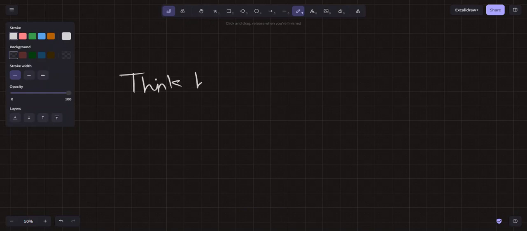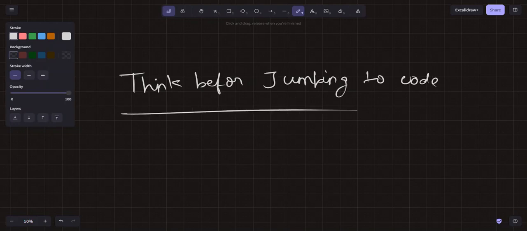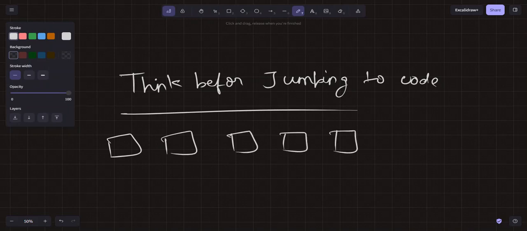Think before jumping to code directly, right? First, think, have a pen and paper, just write what the requirement is, what the input is, what should be the process to solve this problem, and what I'm expecting as the output. Write it step by step. This will become your pseudo code or algorithm you should follow while writing the code.